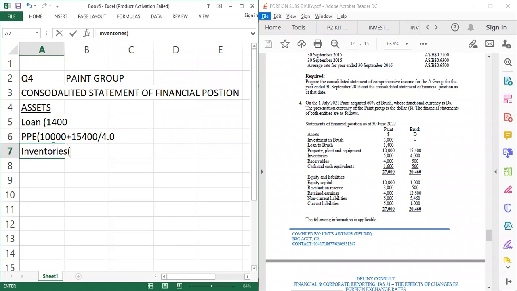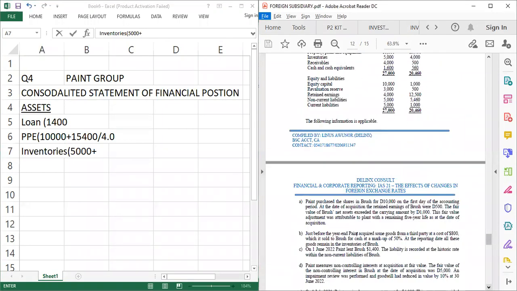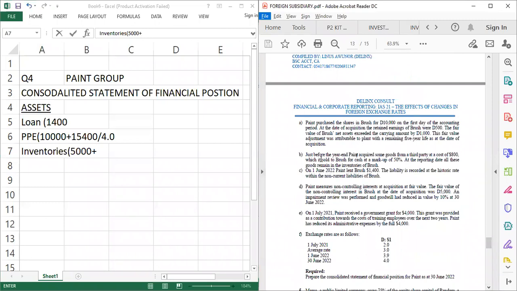The parent is how much? 5,000 plus 4,000. They say something about inventory. Let me check if it will affect the subsidiary's own. Just before the year end, Paint acquired some goods at a cost of this, which it sold to Brush for cash at a markup of this. At the reporting date, all these goods remain in the inventory of Brush. Okay. This will affect the Brush inventory. So let's pick the 4,000 there.